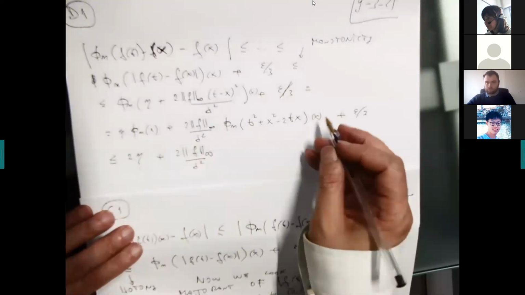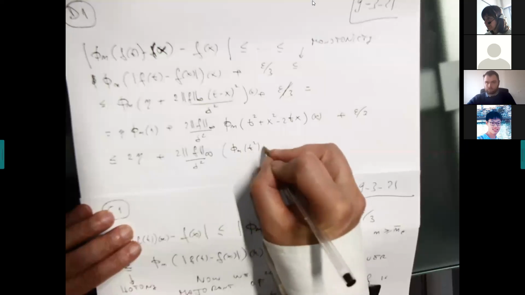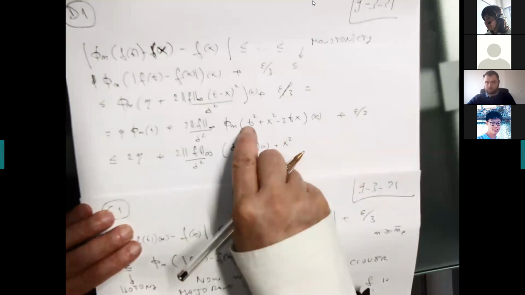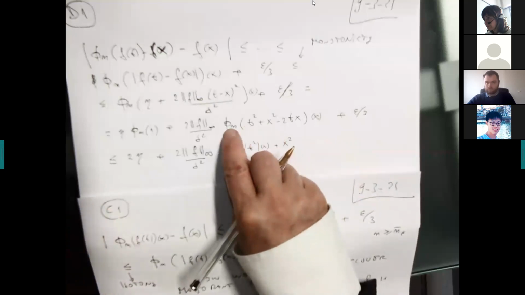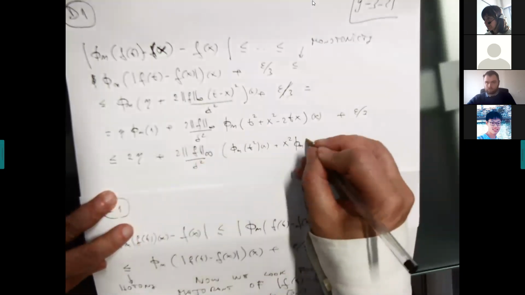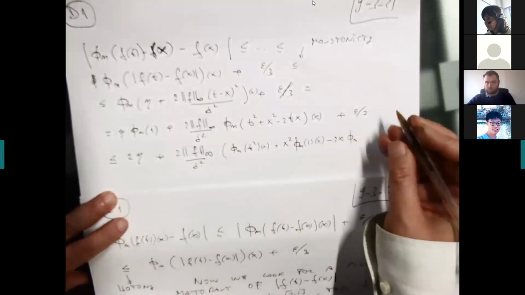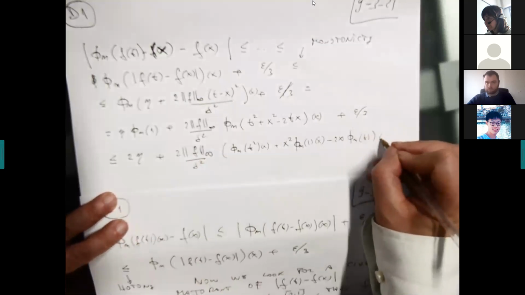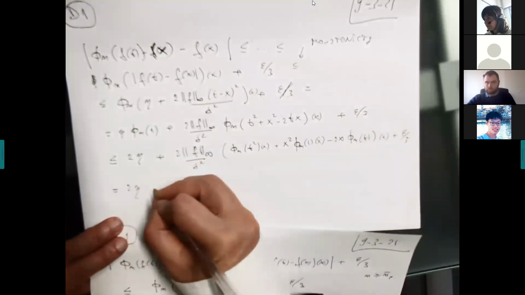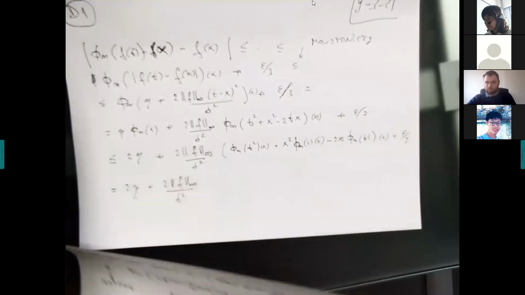And now here the miracle will occur. This is phi n of t square in x plus x square, because this is the general variable, it's not the dummy variable. Remember that this is like an integral in t. x is the global variable, it can go outside. Phi n of 1 of x minus 2x phi n of t in x plus epsilon divided by 3. And this is equal to 2 epsilon plus 2 infinity norm of f divided by delta square. And now we go here.